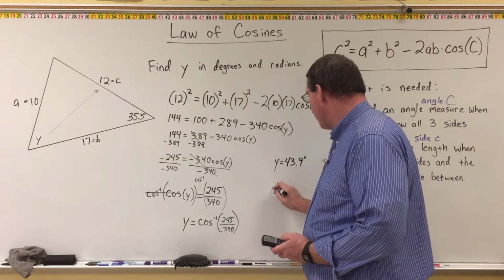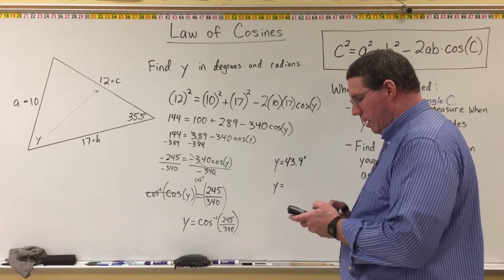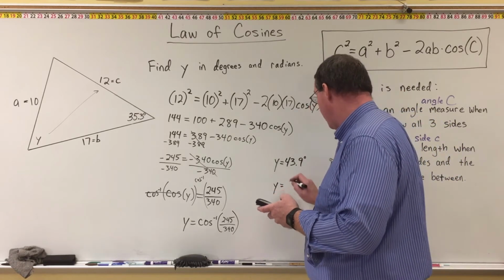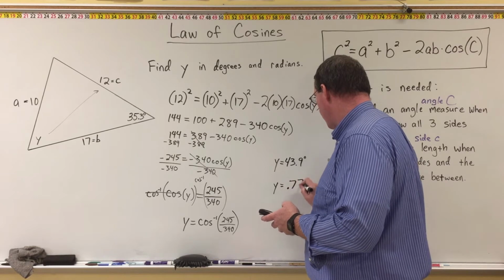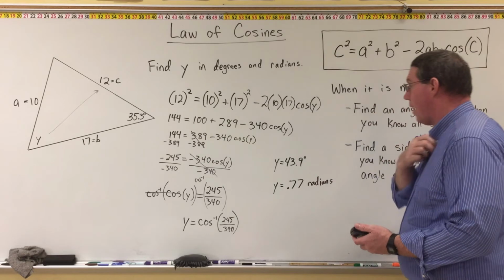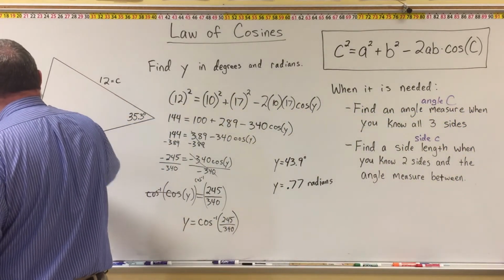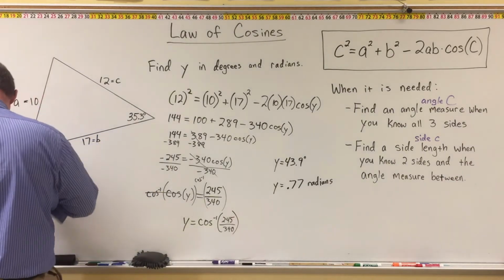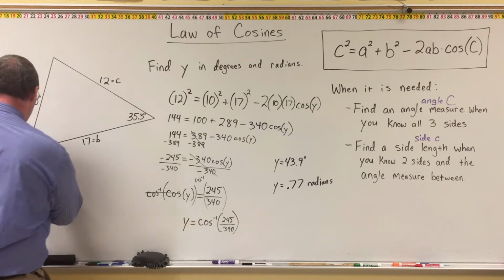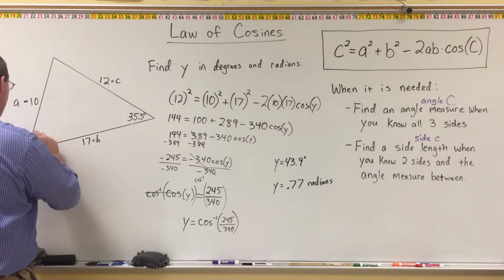Now let's do it as radians. So I'm going to hit DRG, go over to rad, and I'm going to hit cosine inverse of 245 over 340, which gives me 0.77. So 0.77 radians. All right, so I have this answer now both in degrees and radians. So what I'm going to do is come over here and erase the y, and I'm going to put in 43.9 degrees.